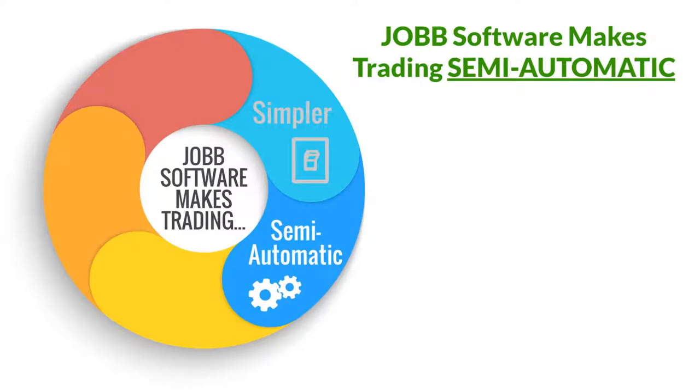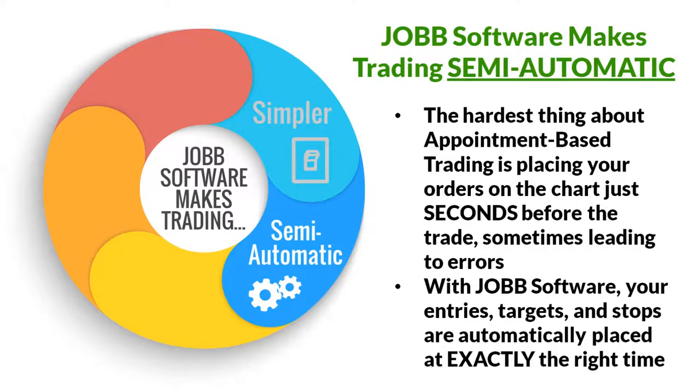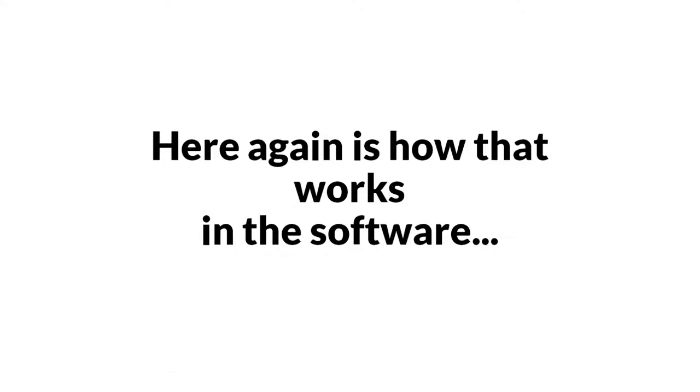JOBB software makes trading semi-automatic. The hardest thing about appointment-based trading is placing your orders on the chart just seconds before the trade, sometimes leading to errors. With JOBB software, your entries, targets, and stops are automatically placed at exactly the right time. Here again is how that works in the software.